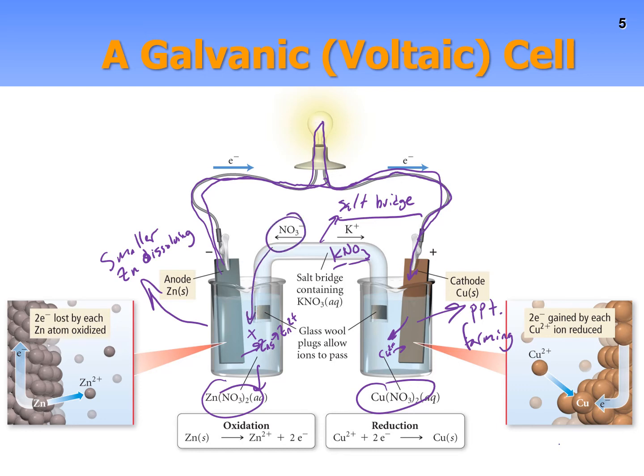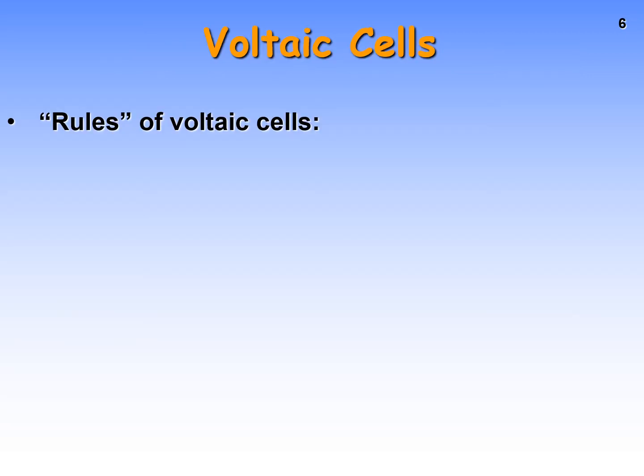And every time we lose a 2 plus charge here, we get another potassium ion coming in to keep that side balanced, because the charge needs to stay balanced, as we learned when we talked about balancing redox reactions. So this is kind of the general voltaic cell. And there's some interesting stuff that we need to talk about.